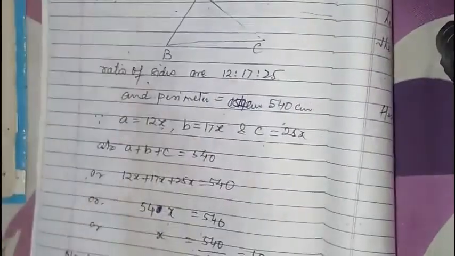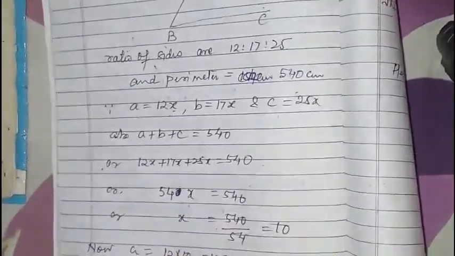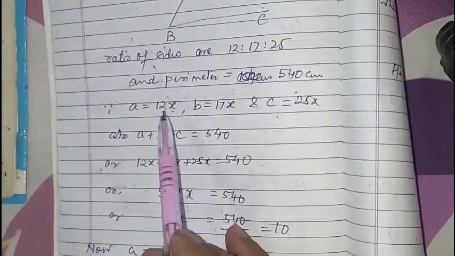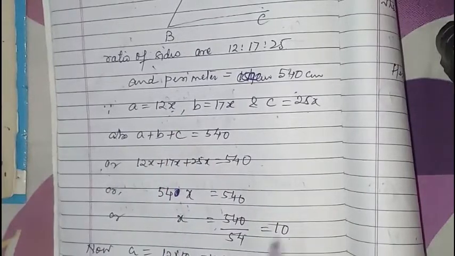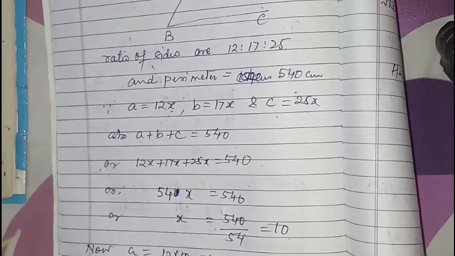So now you can get each side. a is equal to 12x, 12 into 10, 120. b is equal to 17 into 10, 170. c is equal to 250. The sum of these is equal to 540, which is given because this is the perimeter. Now you know a, b, c.